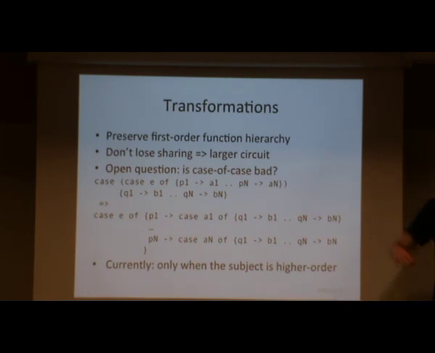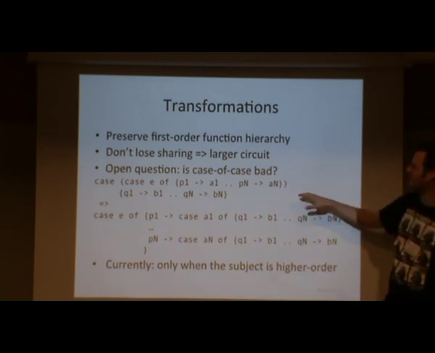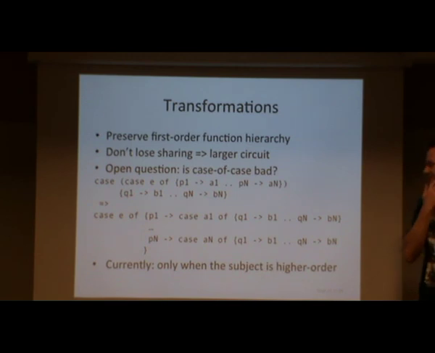Also within hardware, sharing is important. If you lose sharing, it means that you will duplicate. You will have more functions, and every function will get translated to a component. So if you lose sharing, you get a larger circuit, which is something you don't want. So the transformations try to preserve sharing as much as possible. There's a standard transformation, also used in GHC, called the case-to-case transformation.